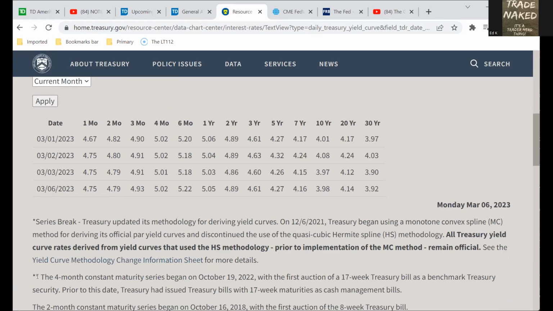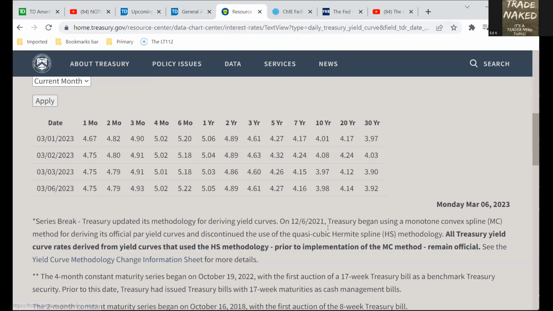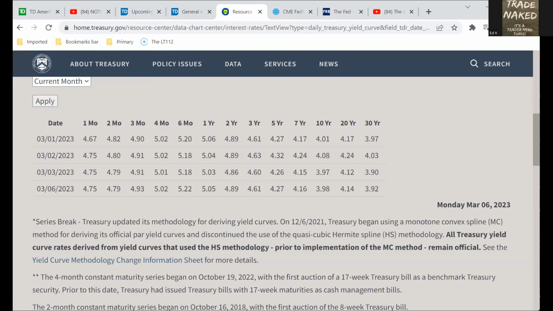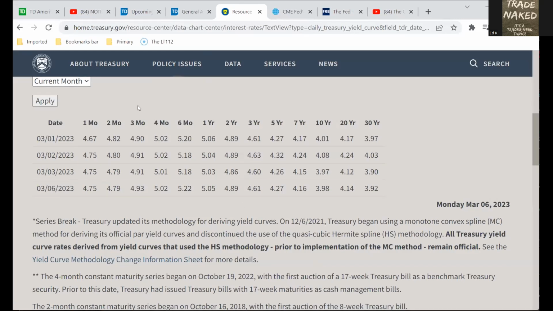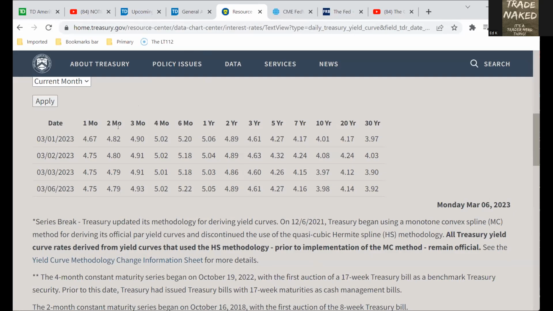But this is a tool that I use to help pick which Treasury T-bills I want to go into. So common practice in our room is to go into the 1 or 2 month T-bill. They're currently yielding 4.75 and 4.79. I'm going to get into that a little more in a little while.